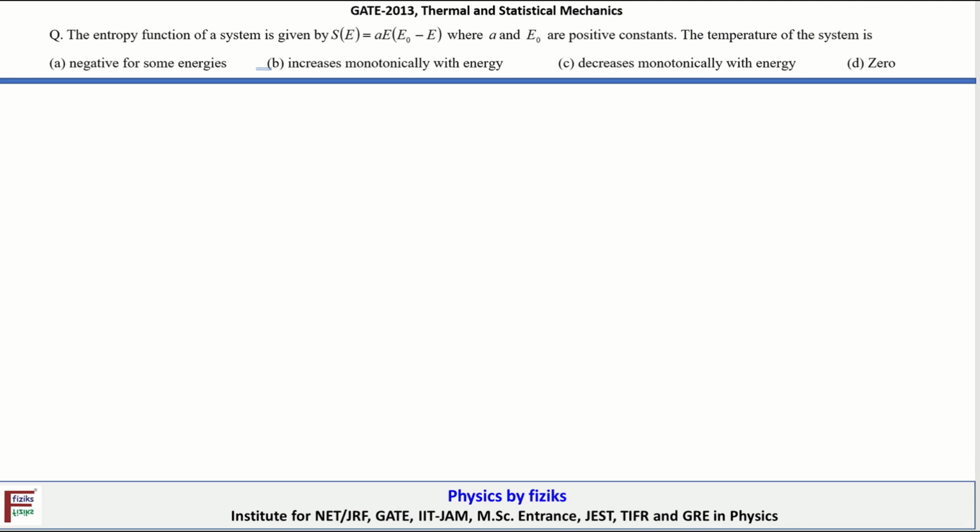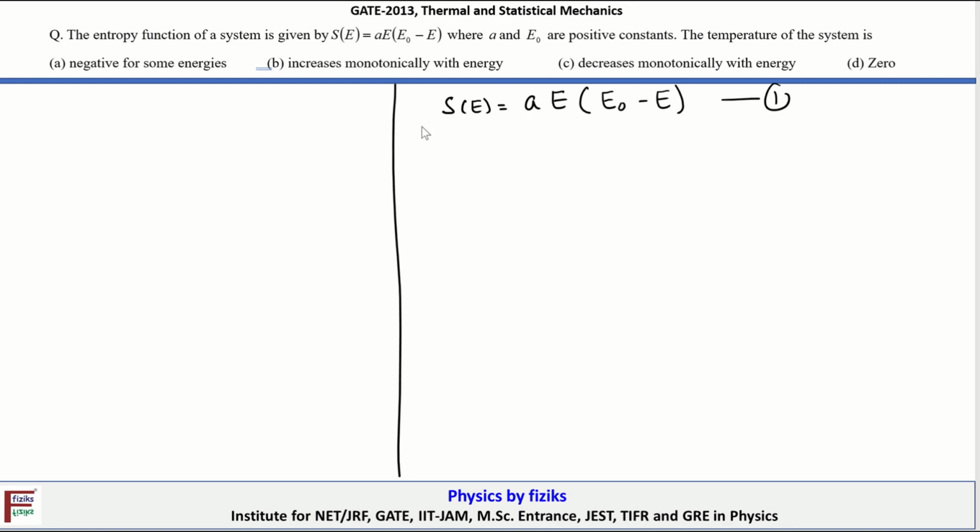So let's take a look at the next problem. The statement is: the entropy function of a system is given by the expression for the entropy as a function of energy E, S equal to A E into (E0 minus E), where A and E0 are positive constants. So A and E0 are given to be positive constants.